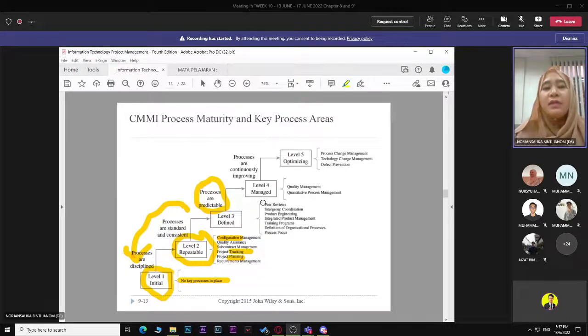Here, you'll be able to do the peer review. Awak pula boleh evaluate dia punya project, for example. Okay, ni kan integration, right? Project integration. You'll be able to guide the other people. You do the intergroup coordination. You do the integration of the product management.